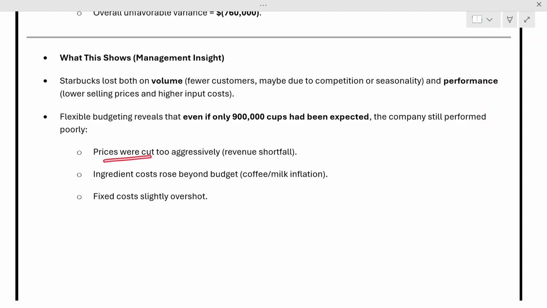Price was cut too aggressively, which caused the revenue shortfall, because from $5 you sold at a lower price. Ingredient costs increased, like coffee and milk inflation. So your variable cost has increased from $2 to $2.2, and finally the fixed cost has also increased, because it may be possible that you hired new people or ran a new marketing campaign or some other areas.